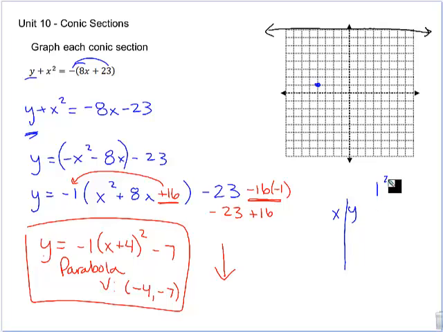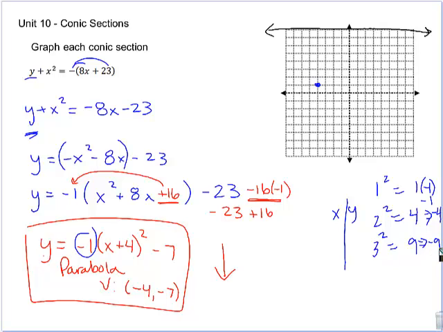So I know that 1 squared is 1, 2 squared is 4, 3 squared is 9. And for each of these, I have to multiply it by negative 1, because that's our a value. So 1 times negative 1 is negative 1. 4 times negative 1 is negative 4. 9 times negative 1 is negative 9.